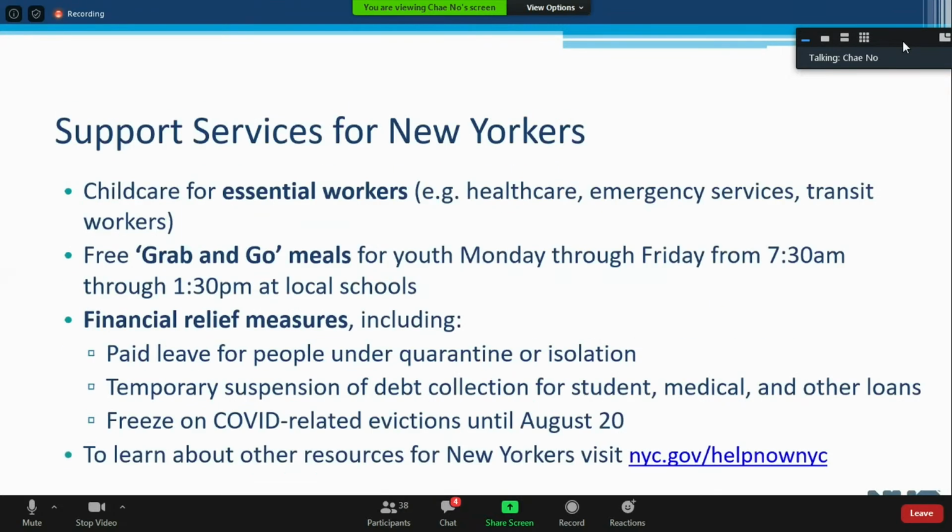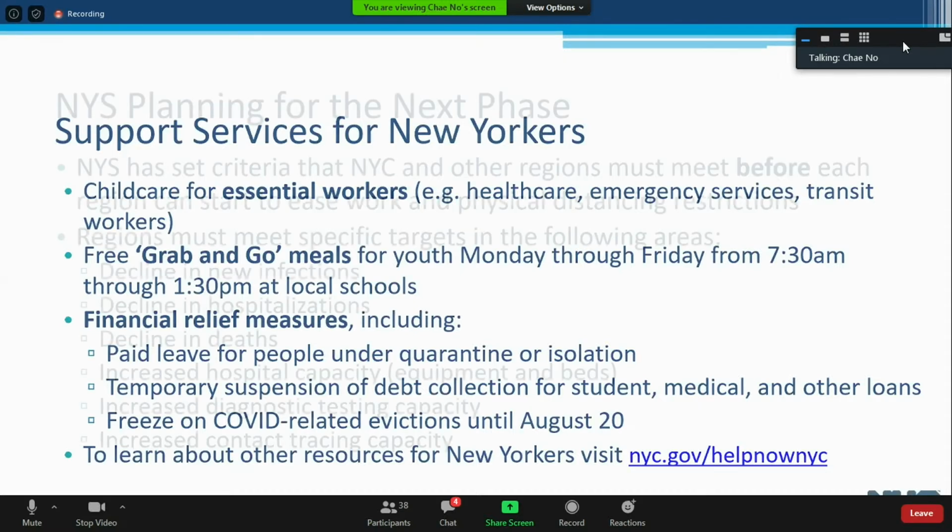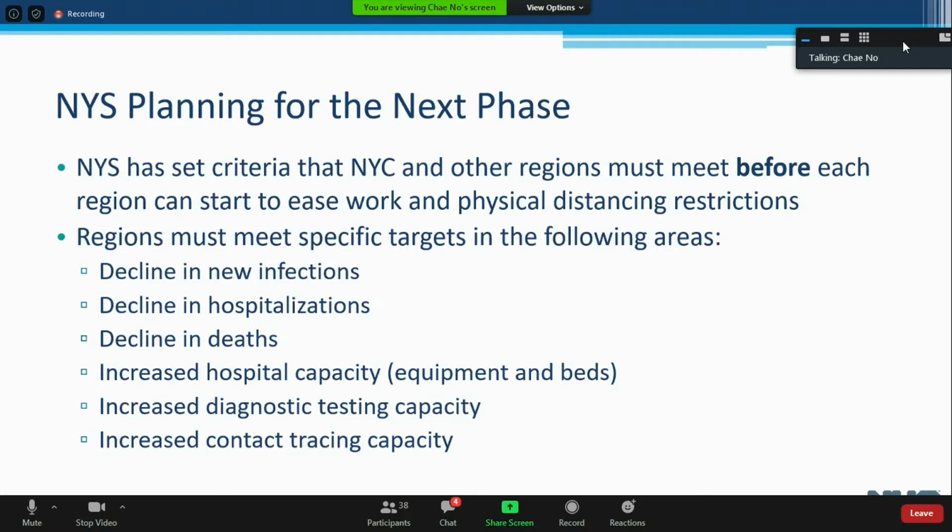What the city is doing right now is providing childcare for essential workers. They're providing free meals from 7:30 a.m. to 1:30 p.m. at local schools. They're also providing paid leave for people under quarantine or isolation, temporary suspension of debt collection for student debt, medical debt, and other loans. And we're also having a freeze on COVID-related evictions until August 20th, as extended by the governor himself. For other resources, please visit nyc.gov/helpnownyc.